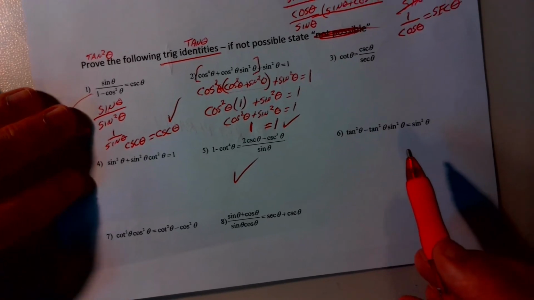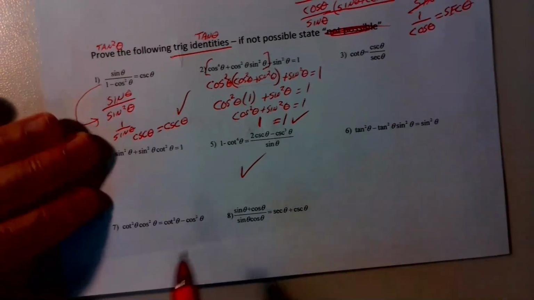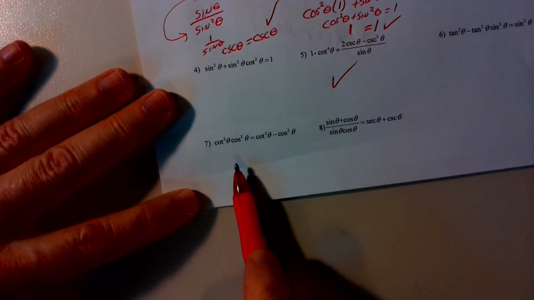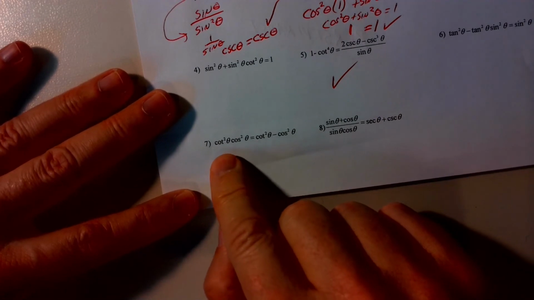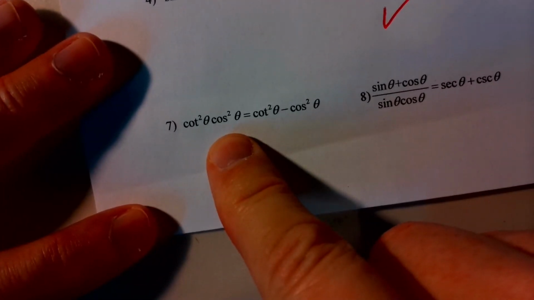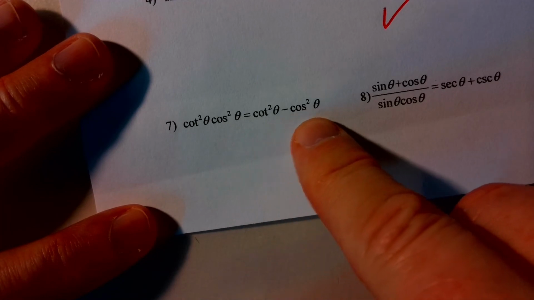Let's go ahead and try number 7. Number 7 looks kind of scary. You're looking at this going, hey, I've got this right here, which is cotangent squared theta cosine squared theta equals cotangent squared theta minus cosine squared theta.